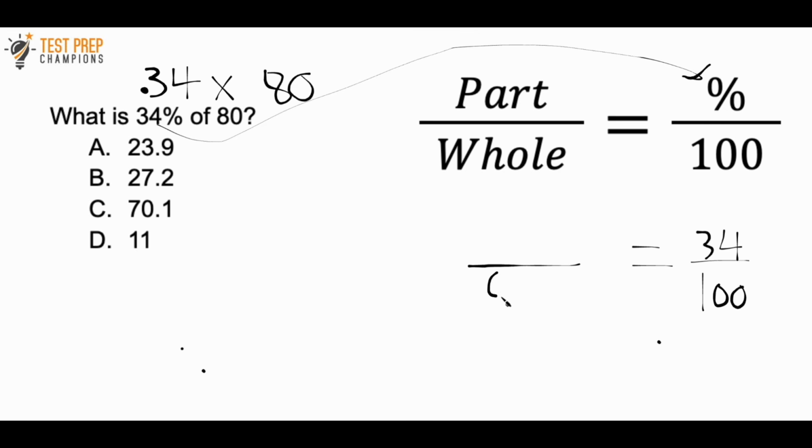So I'm going to put 80 down here for whole. And we don't know what the part is. That's what we're trying to figure out. So I'm going to put an x in here. So now we would just solve this for x. So basically the way you would do that is you'd multiply by 80 on both sides. And when I do that, the 80s cancel out over here. And in the calculator, if I do 34 times 80 divided by 100, I'm going to get the answer.